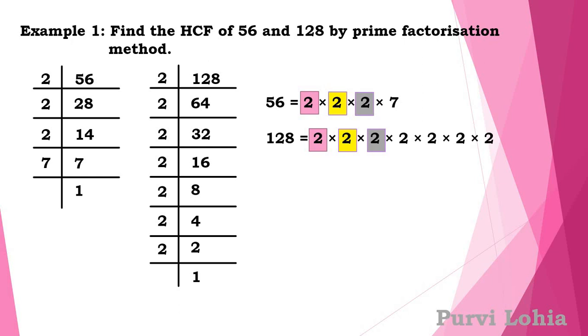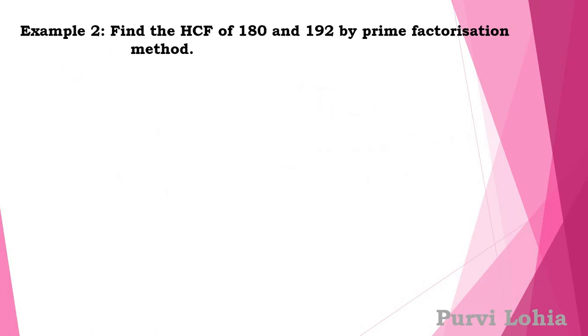Okay, so we will take these numbers. Now you see that there are 3 pairs of 2's. Okay, now to take out the HCF, we take out one pair of 2 from each. Okay, one factor from each pair. Okay, so HCF will be 2 into 2 into 2, that is 8. So HCF of 56 and 128 is 8. Did you get it? Okay, next example. Find the HCF of 180 and 192 by prime factorization method.